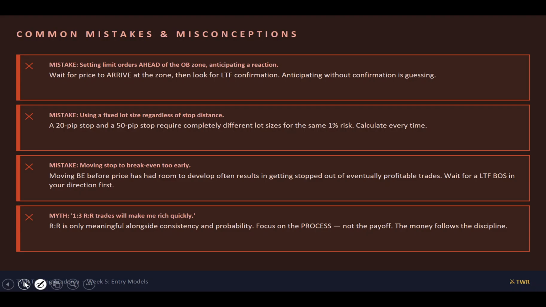Common mistakes: setting limit orders ahead of order block zones, anticipating a reaction. Wait for price to arrive at your zone, then look for a lower time frame confirmation. Anticipating without confirming is gambling. Using a fixed lot size regardless of stop loss distance. This one is one of the mistakes that kills a lot of traders. A 50 pip stop and a 20 pip stop require completely different lot sizes for the same 1% risk. Calculate every time.